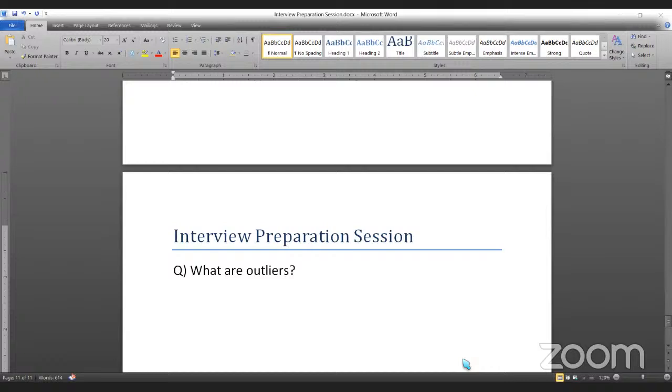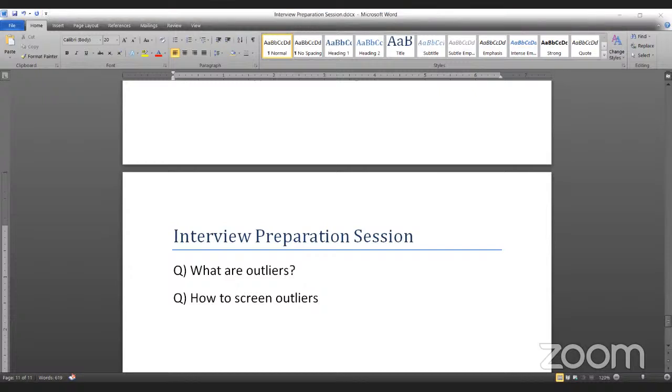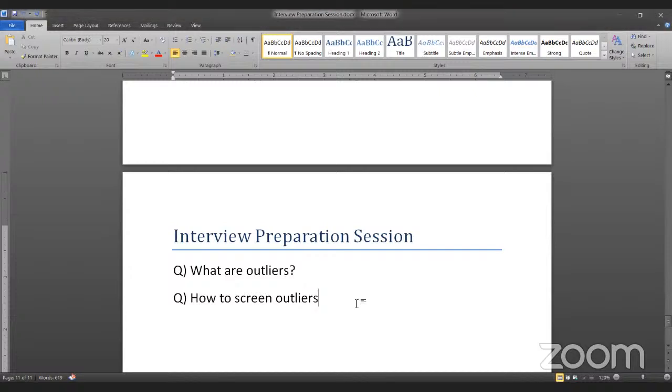Okay, so coming to the next question: how to screen outliers, or how can you find the outliers? Basically, how to screen for outliers in a data set.